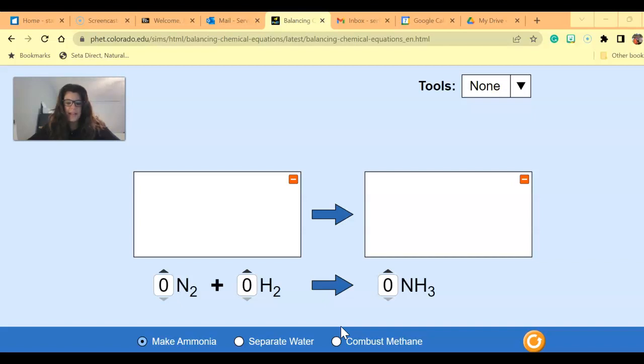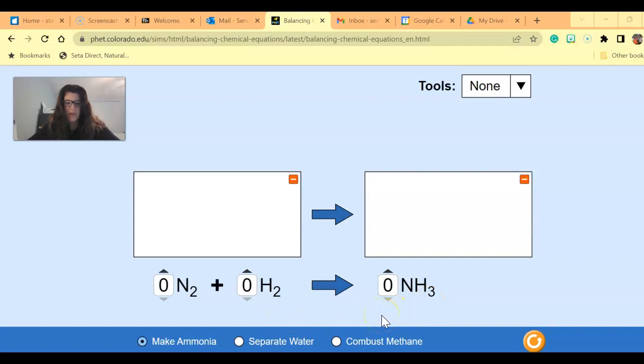So then it asks you to count them. So how many nitrogens appear on the reactant side? So count how many nitrogens there are. How many hydrogens appear on the reactant side? How many appear on the product side? So this will give you an idea of whether or not they're balanced, whether there's the equal numbers of nitrogen on the reactant and product side and equal number of hydrogens on the reactant and product side.